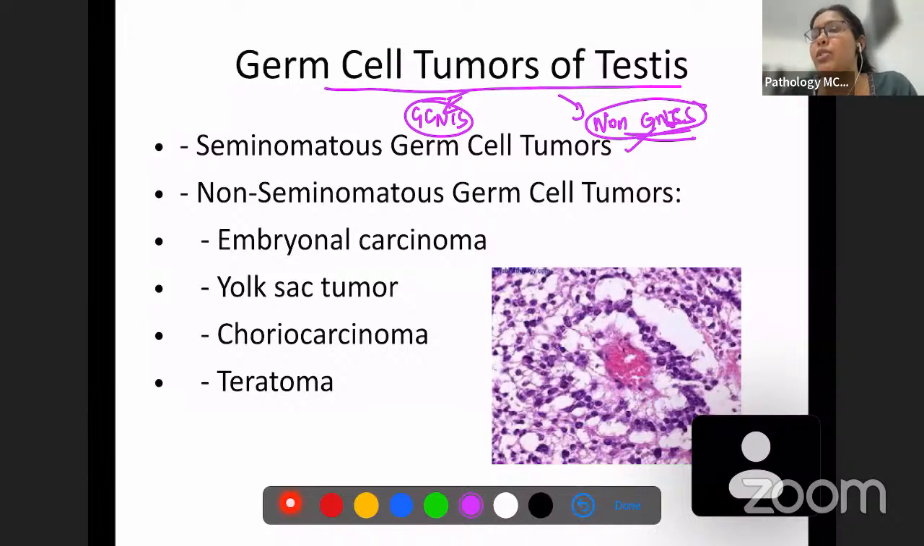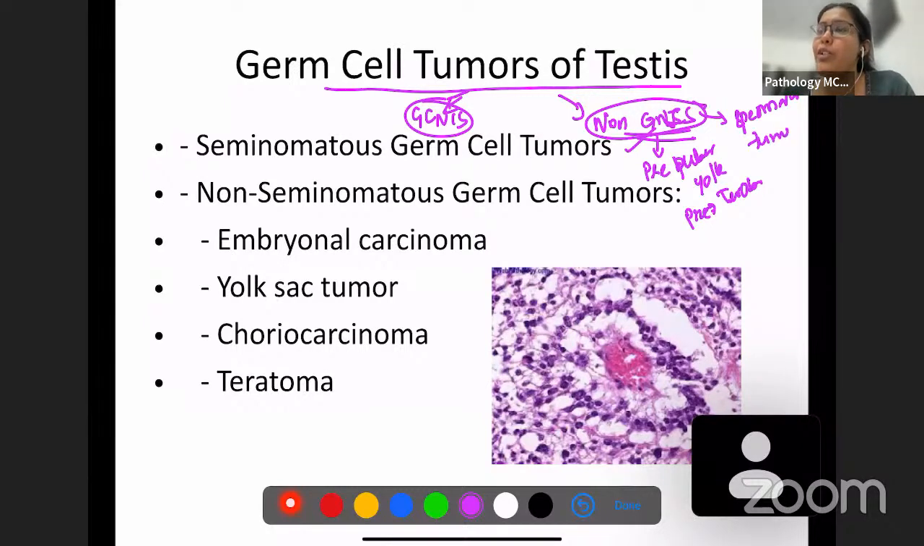What are the 3 tumors which are non-GCNIS? Both prepubertal yolk sac tumor as well as prepubertal teratomas are non-GCNIS associated tumors. And then another one is spermatocytic tumor.